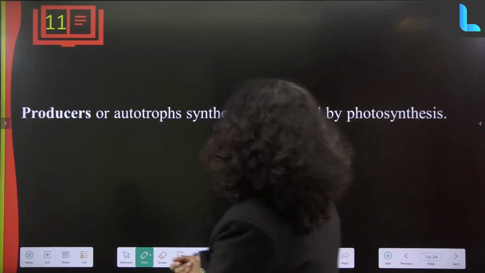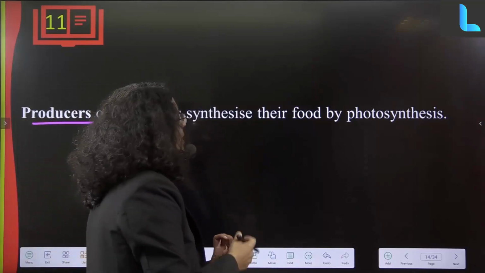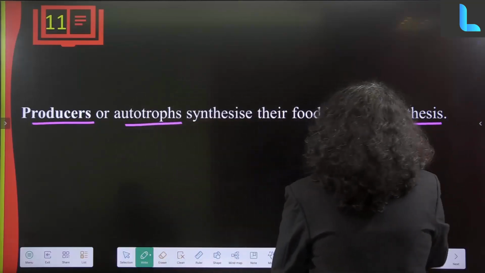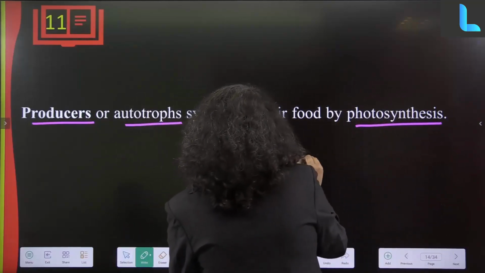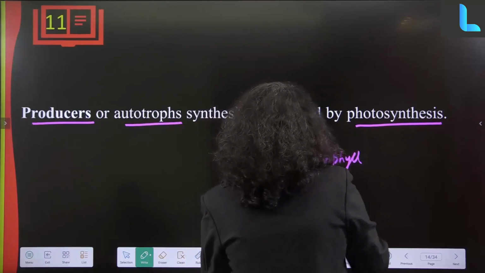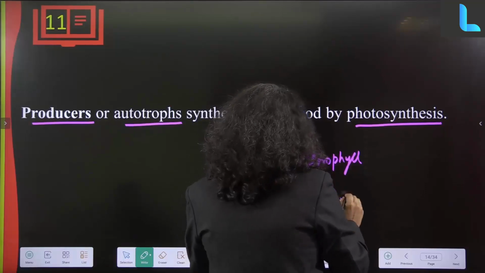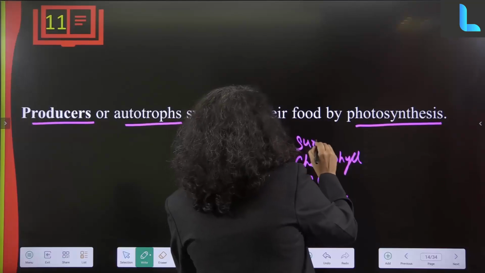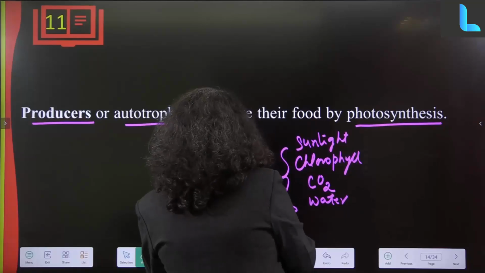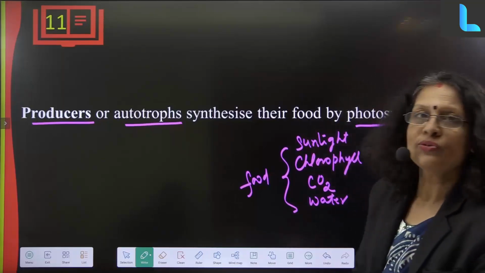Now producers, what do you mean by producers? Producers are also called autotrophs. They synthesize their food by photosynthesis. Plants prepare their food because they have green chlorophyll. So chlorophyll, carbon dioxide, water and sunlight are the important elements. In the presence of these, the food will be prepared by the plant. So that process is called photosynthesis.